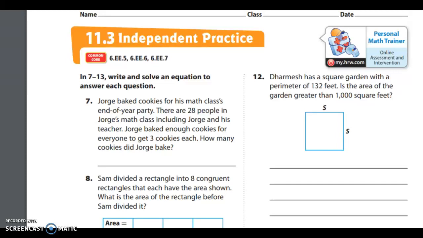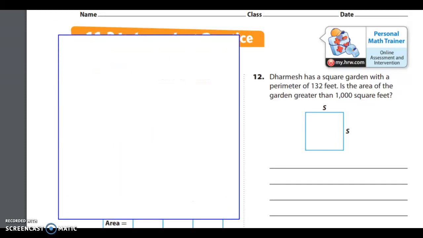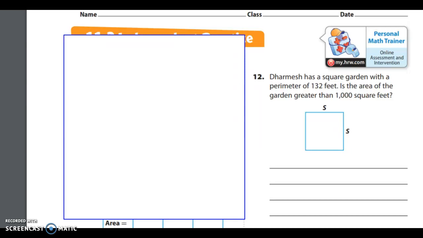Number 12 reads, Dharmesh has a square garden with a perimeter of 132 feet. Is the area of the garden greater than 1,000 square feet? So this is a little bit tricky because they're introducing two different concepts in the same problem. We're talking about perimeter to start, and then later we ask a question about area. What I'm going to do is start with the perimeter question, and we'll worry about the area later.